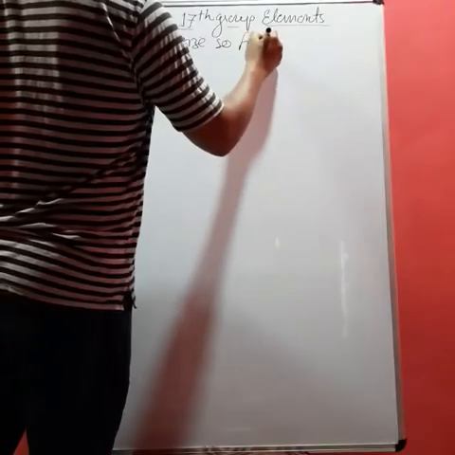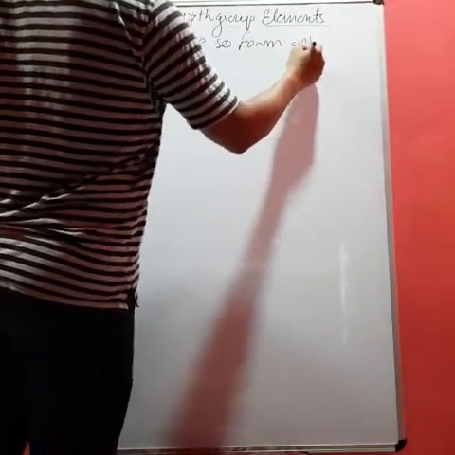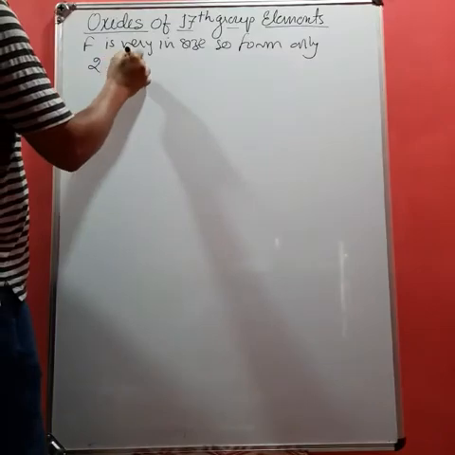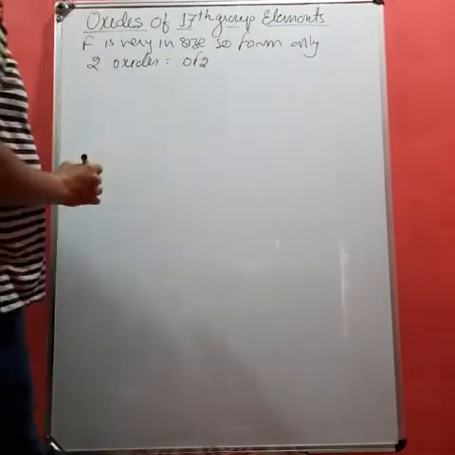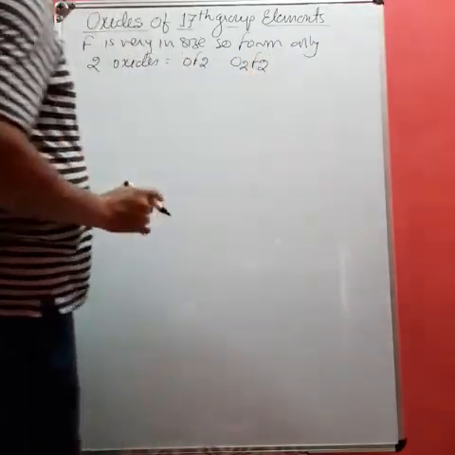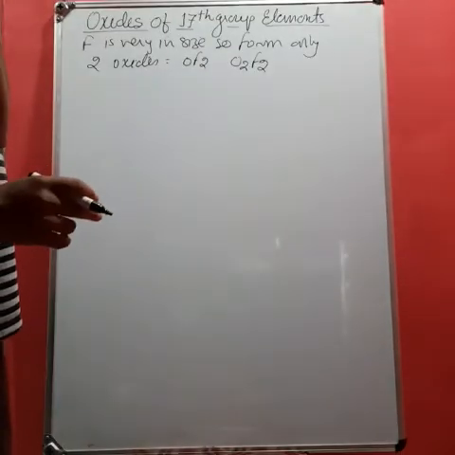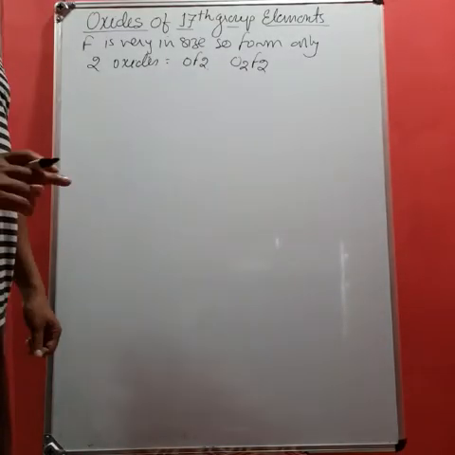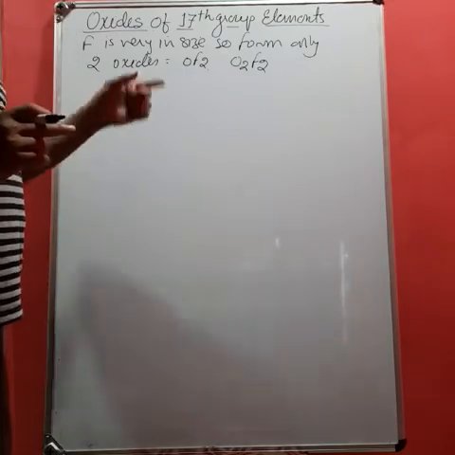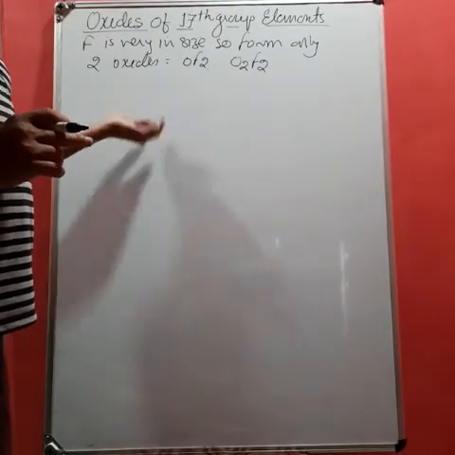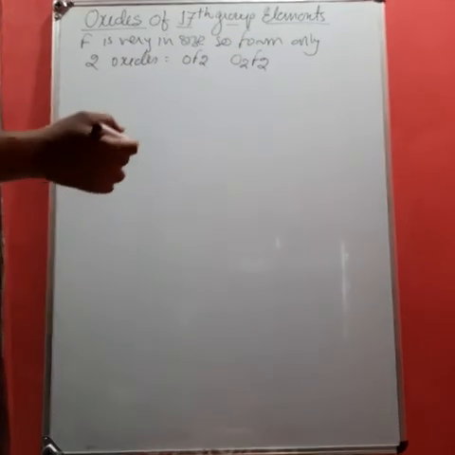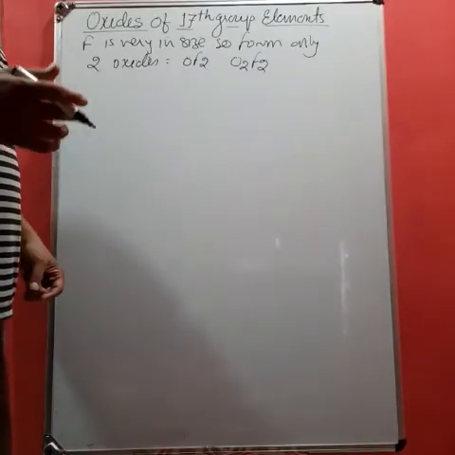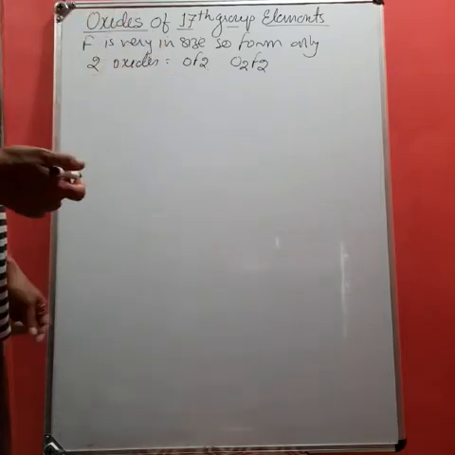so it forms only what? Two oxides. What? OF2, oxygen difluoride, and O2F2. It is because oxygen can show only one oxidation state, which is -1. Therefore, it cannot combine with a large number of oxygen. Moreover, its size is so small that it is unable to form the oxides with a larger number of oxygen.